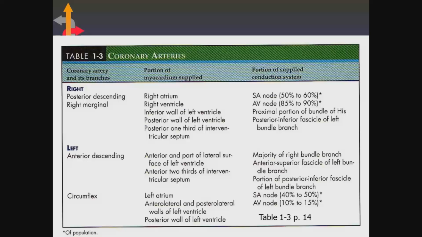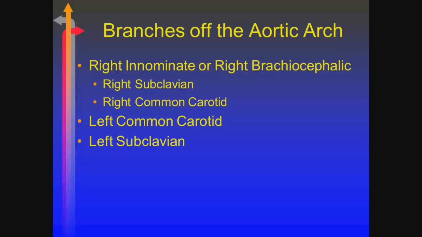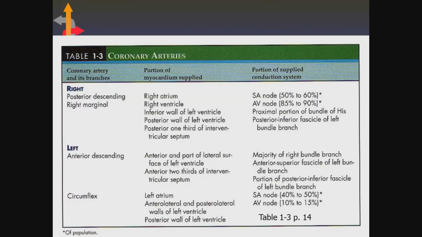And finally, the left circumflex wraps around the left side of the heart. It feeds the left atrium and to some degree the SA node, and it also feeds the lateral wall of the left ventricle and continues around to the posterior portion of the left ventricle. So there's multiple places where blood flow can come from in most cases. Are we good on that? Is that vaguely a review?